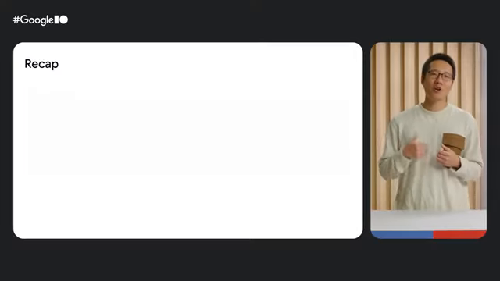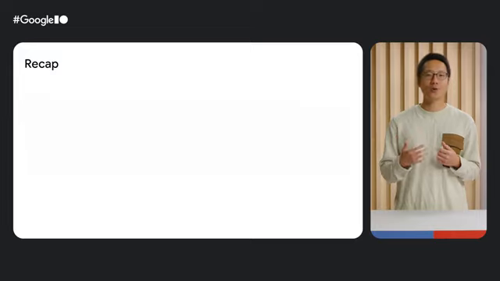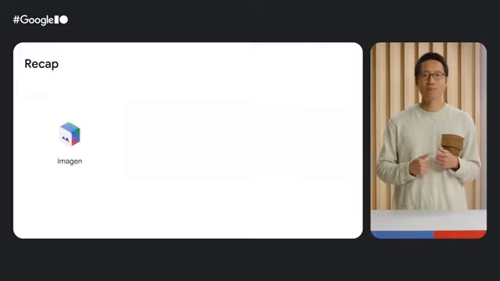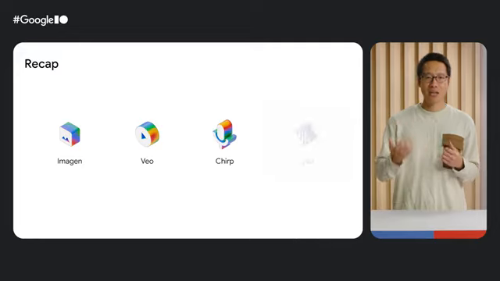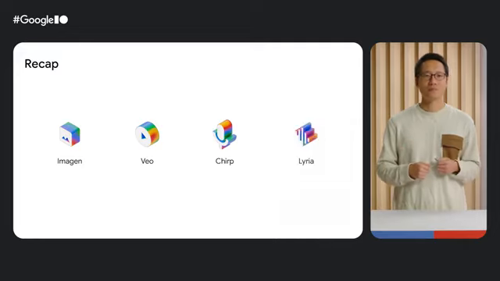I hope that you liked the video. To recap, we talked about 4 generative media models today. Imagen for generating images, Veo for generating videos, Chirp for generating speech, and Lyria for generating music.